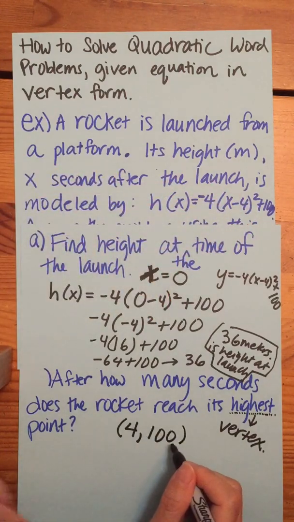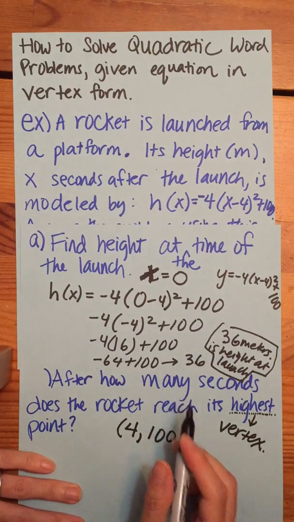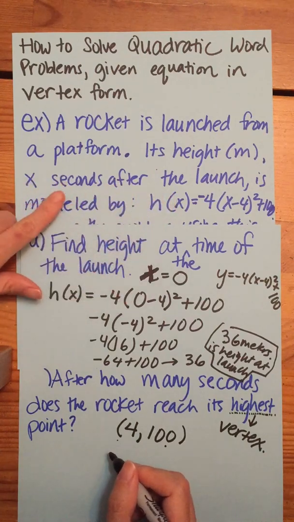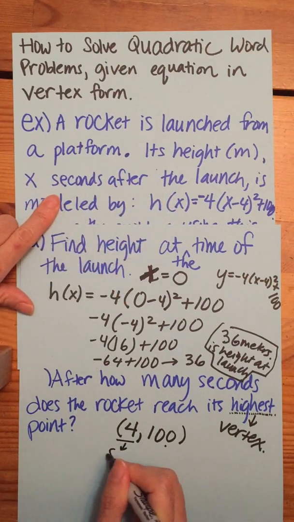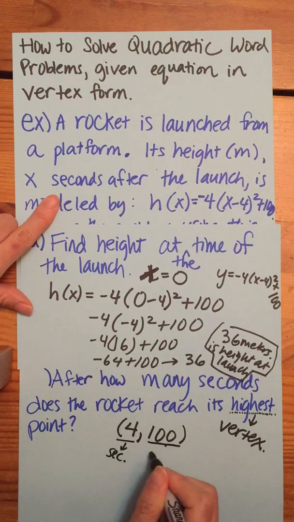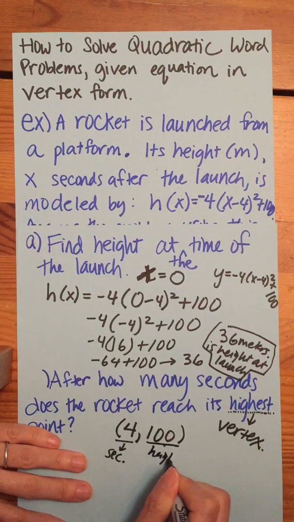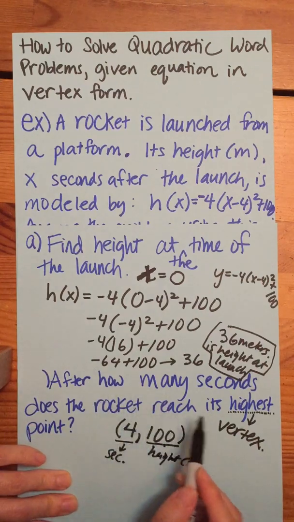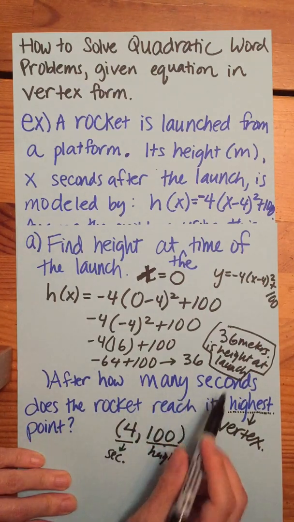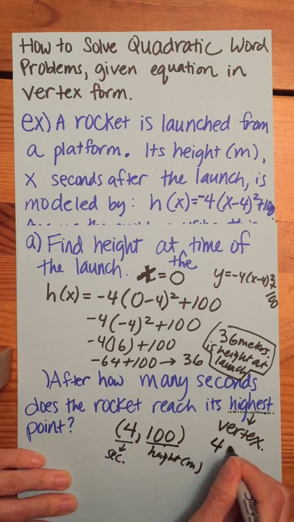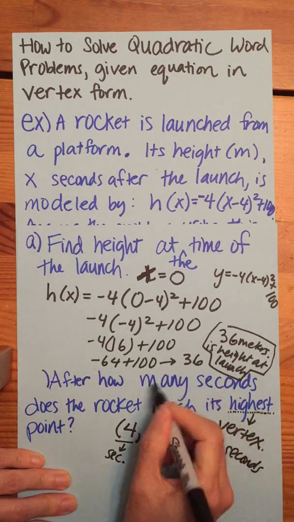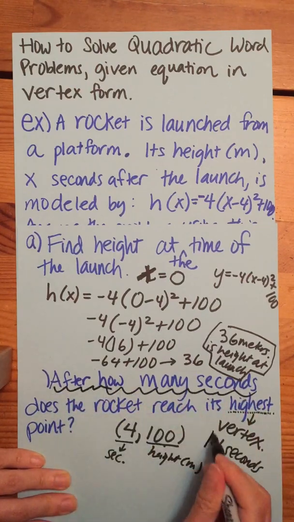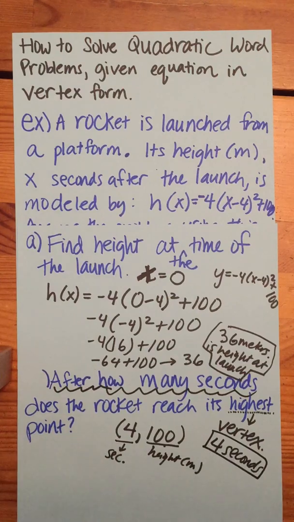So that's my vertex. The next thing is they're asking for, are they asking for the x value or the y value? The x value stands for time, because it's the seconds after launch, and the y value represents height in meters. So after how many seconds does the rocket reach its highest point? Well, they're asking for the seconds, so the answer is going to be 4 seconds because that's what they're asking for. So the question is about how many, after how many seconds. So that's the key, that we're looking for the x value and not the y value.